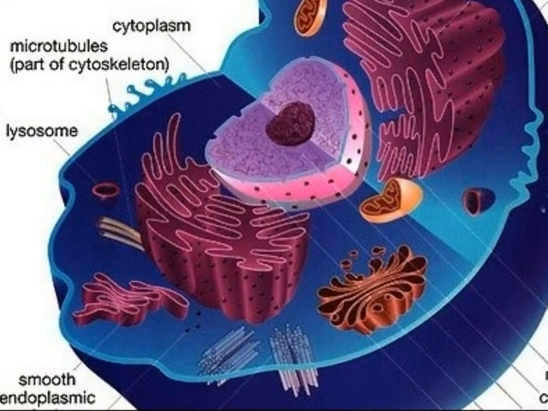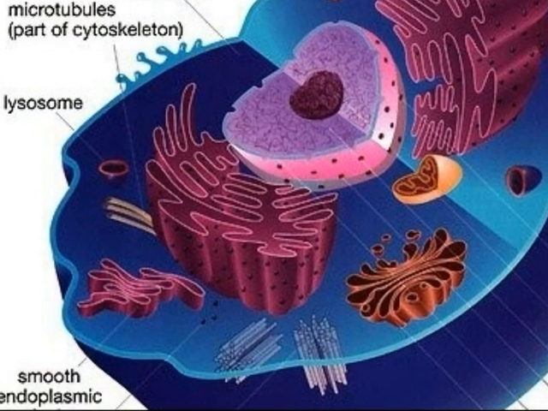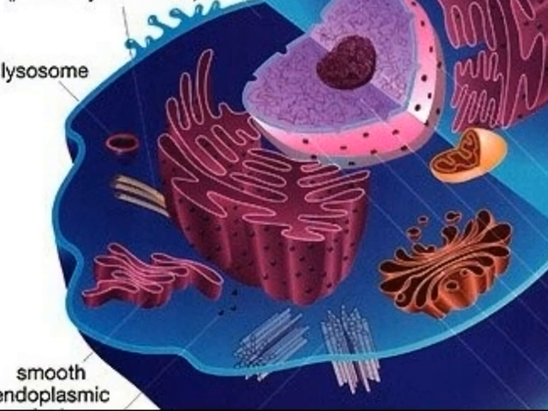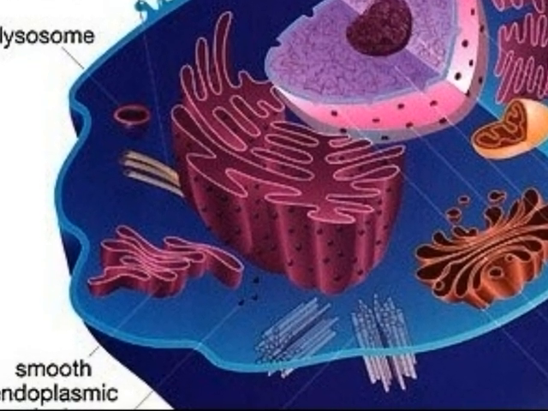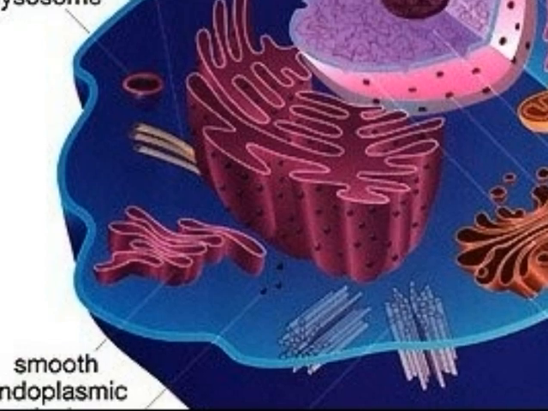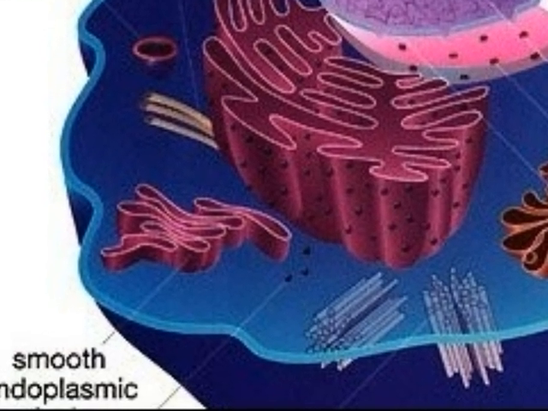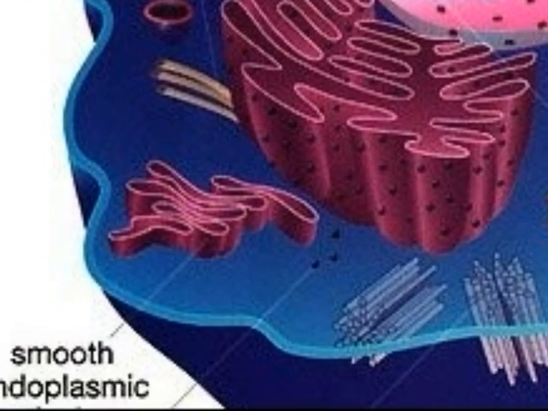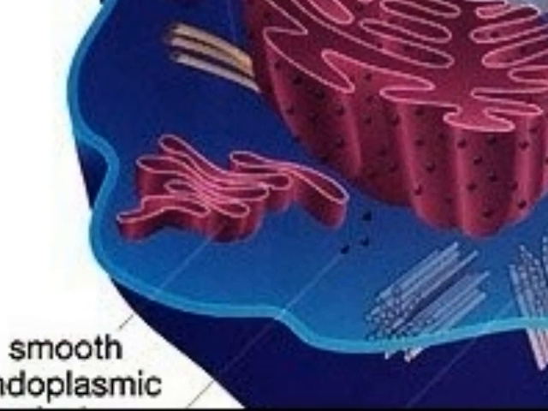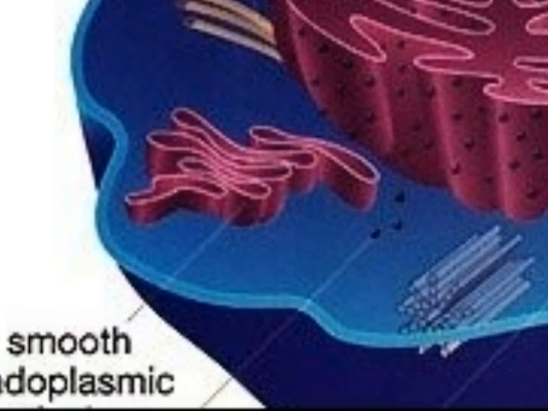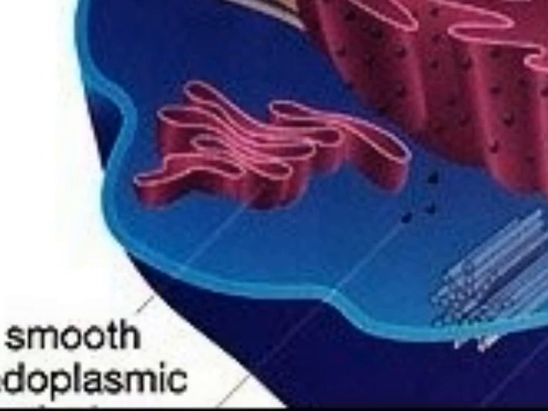Now moving on to the SER, or smooth endoplasmic reticulum. Notice it doesn't have ribosomes on the outside, which is different from the RER, which has the ribosomes on the outside. The function of SER is it collects enzymes that perform specialized tasks and synthesizes lipids. The smooth endoplasmic reticulum actually has ribosomes on the inside.